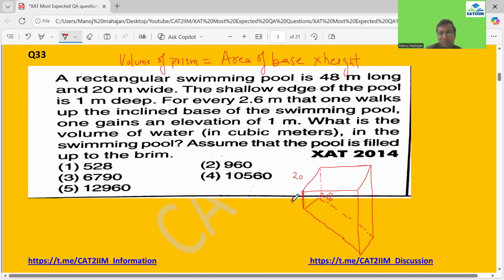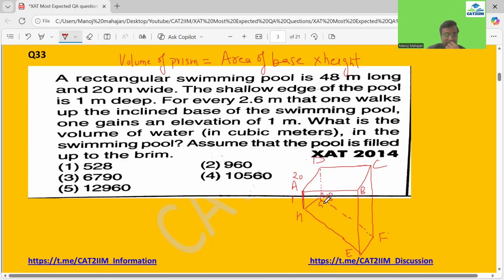So this is 1 meter. Let me name this as A, B, C, D, E, F, let's say G, H. So how it is a prism, if you look, we are taking the base as A, B, E, H. And you can see this is the base if I take. So the top in that case would become D, C, F, G, right?